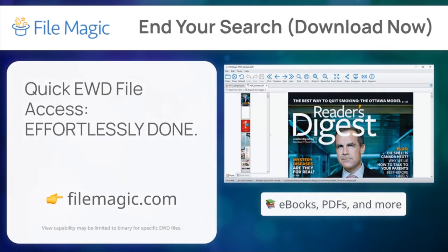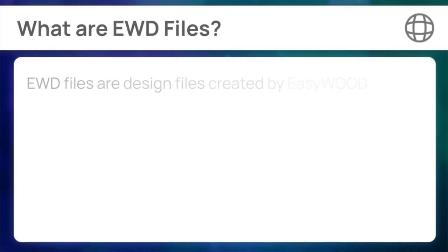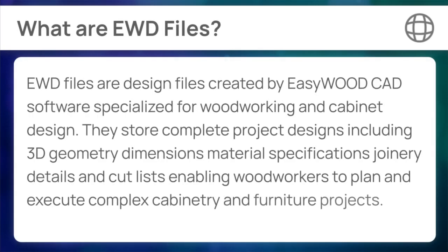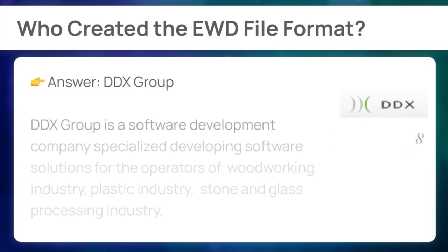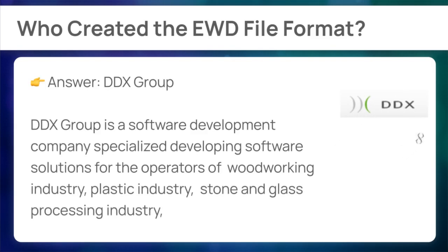That's Plan B. EWD files are design files created by EasyWOOD CAD software specialized for woodworking and cabinet design. They store complete project designs including 3D geometry dimensions, material specifications, joinery details, and cut lists, enabling woodworkers to plan and execute complex cabinetry and furniture projects.